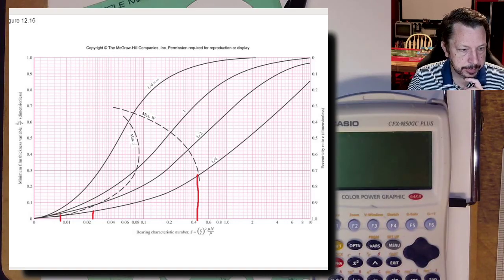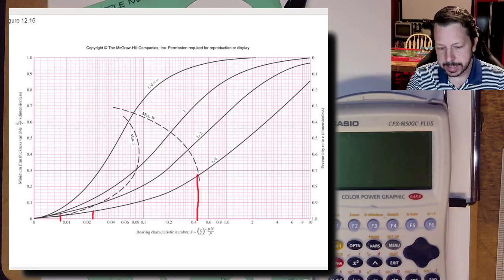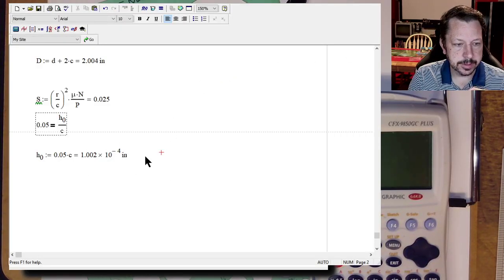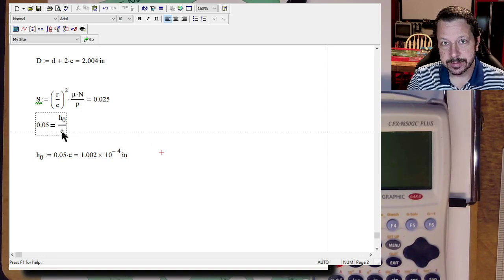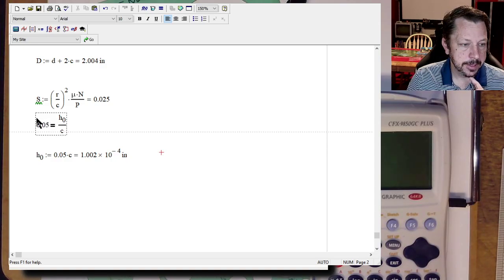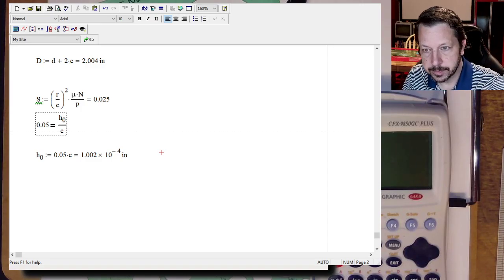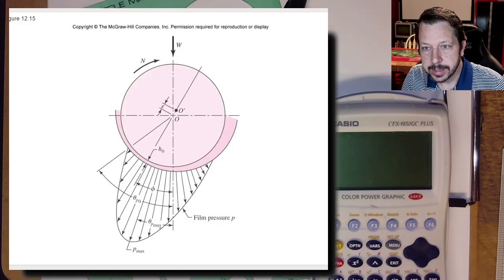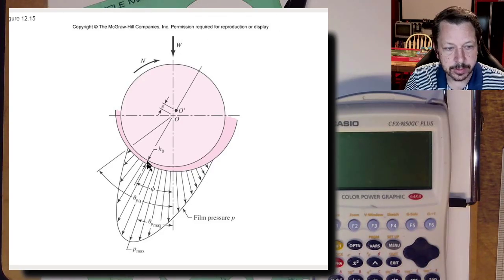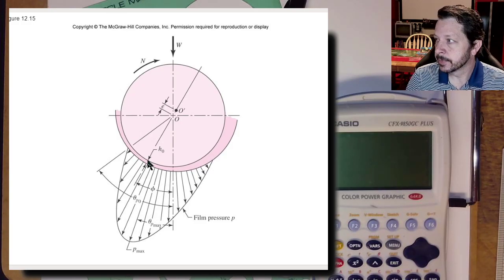All right. Related to this is the eccentricity. Oh, you can't see my number. There's the minimum film thickness. All I did was I took H naught over C, that's the y-axis from the chart we were just looking at. Here is what we read off of the chart, 0.5, and then I just solved for H naught. And so let's go back to here. That's the distance between the journal and the bushing right there.